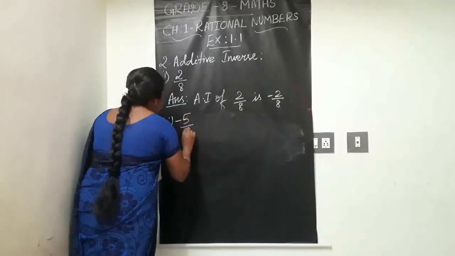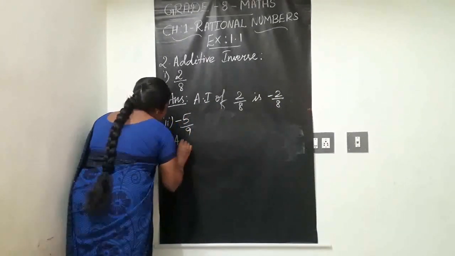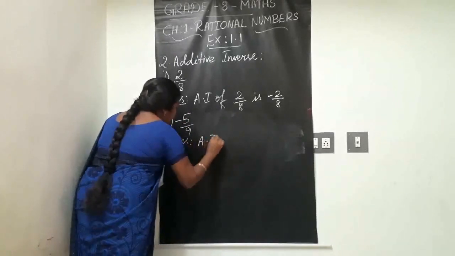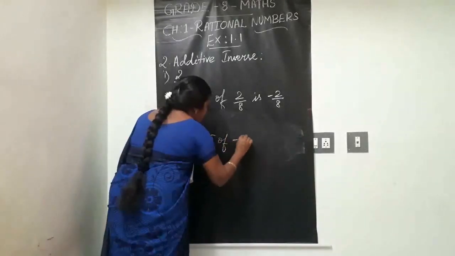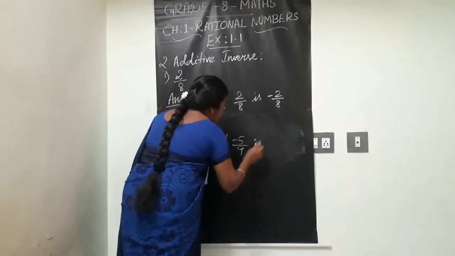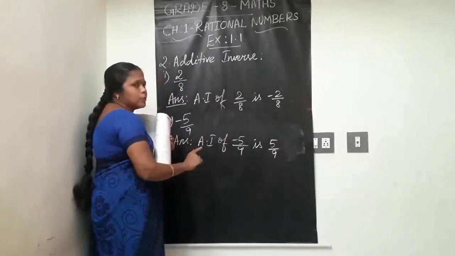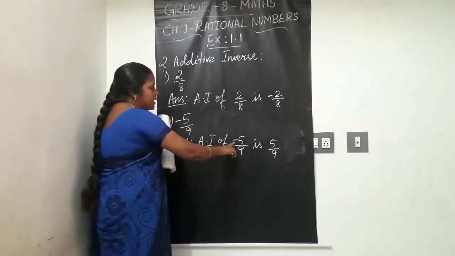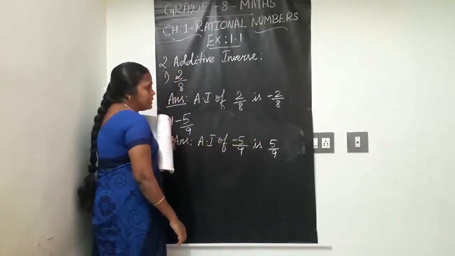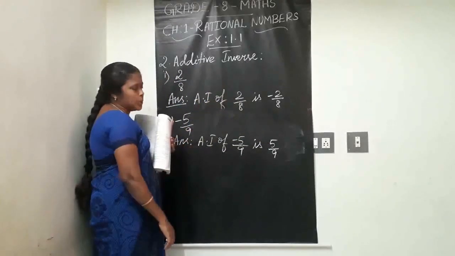Minus 5 by 9. What is this additive inverse? Additive inverse of minus 5 by 9 is plus 5 by 9. Plus 5 by 9. Additive inverse means negative number. Minus means oppositely you have to tell plus. Plus means minus using. Clear?